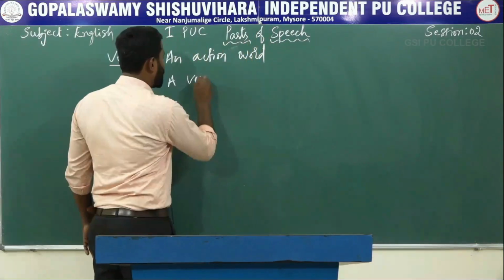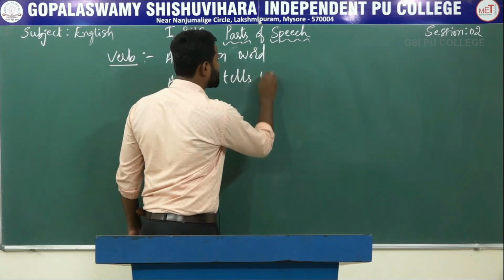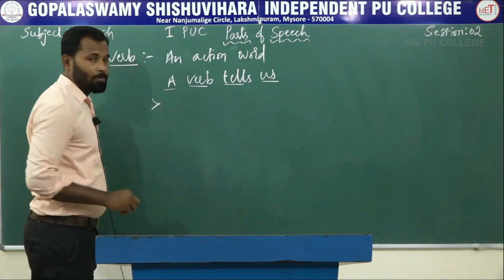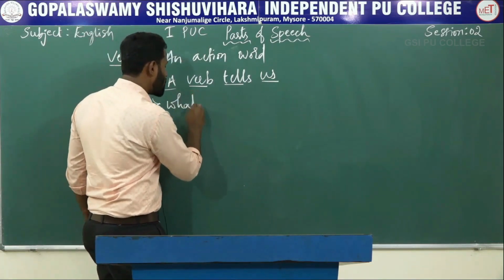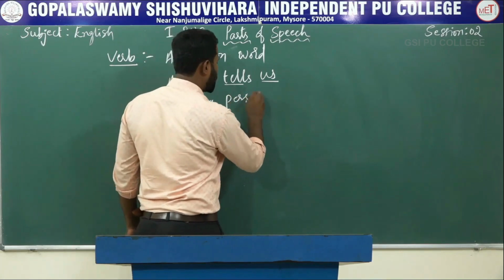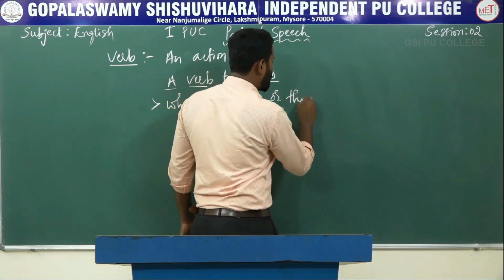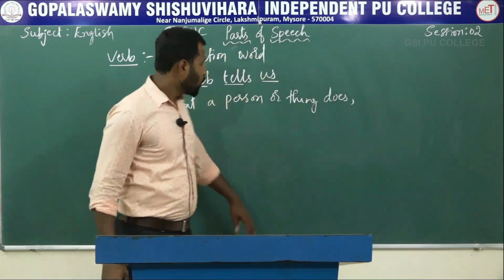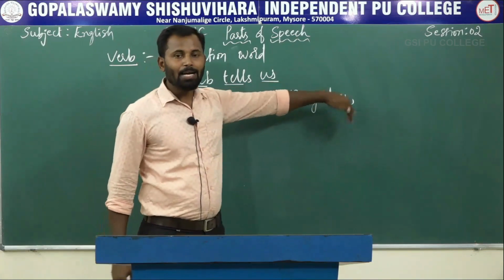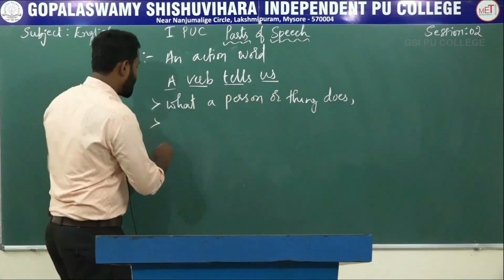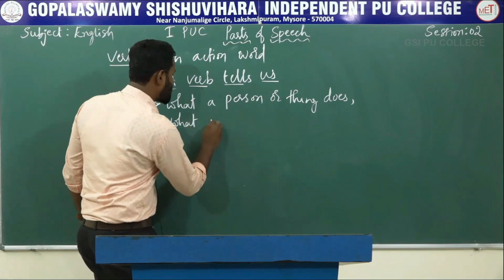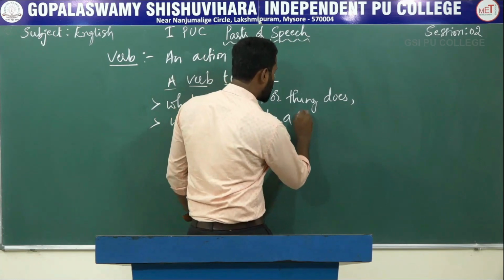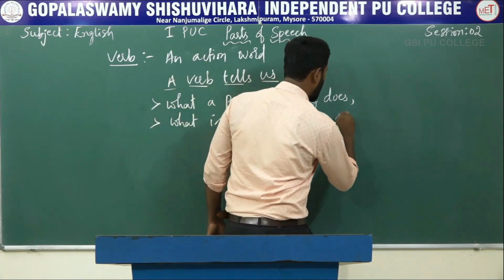And a verb mainly tells us what a person or thing does in a sentence. What a person or thing does in a sentence. Next, what is done to a person or thing.